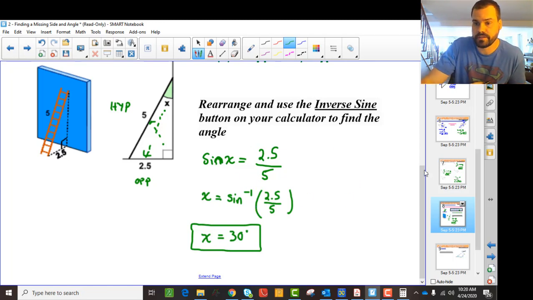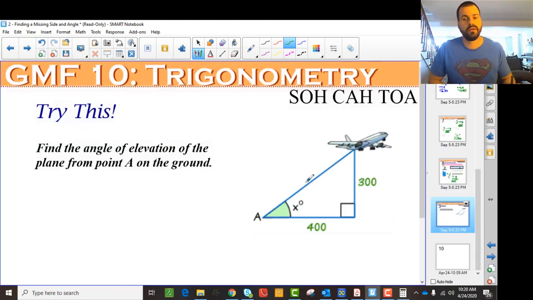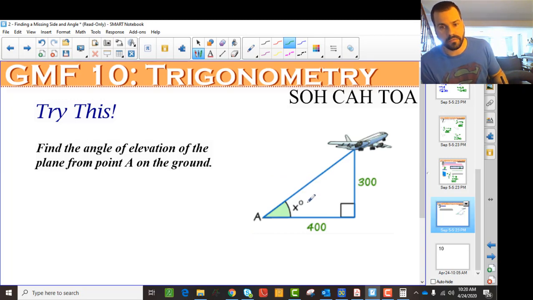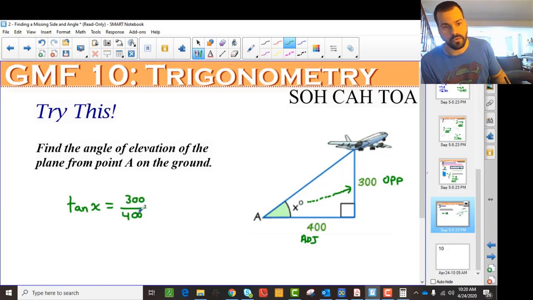But to solve for x, instead of multiplying or dividing like we did in the previous examples, now you're using the inverse trig function. All right, so let's look at another example. And this will be the last one that we do, and then you can try stuff on your own. If we label this, that's the opposite side, and this is the adjacent side. So now we're going to use tangent. So it's 300 over 400.